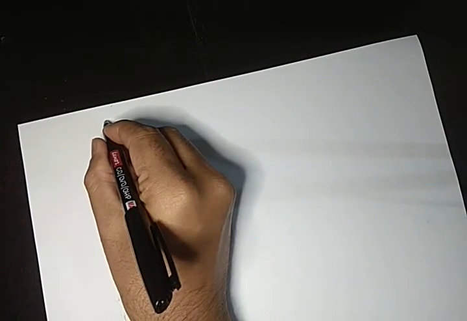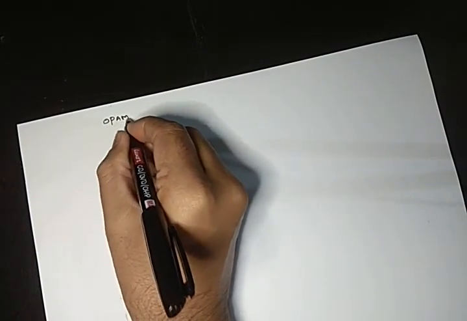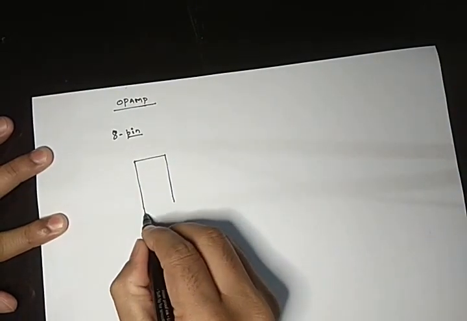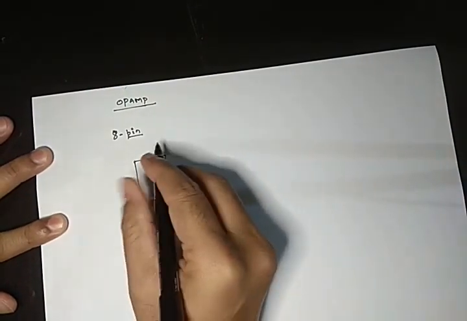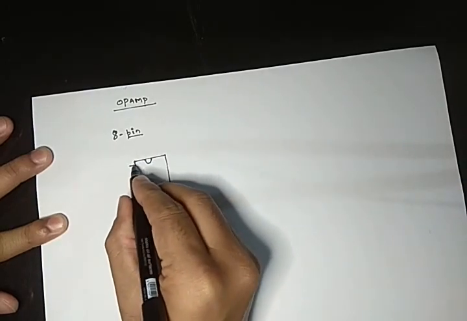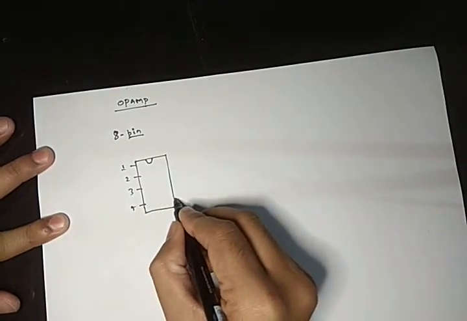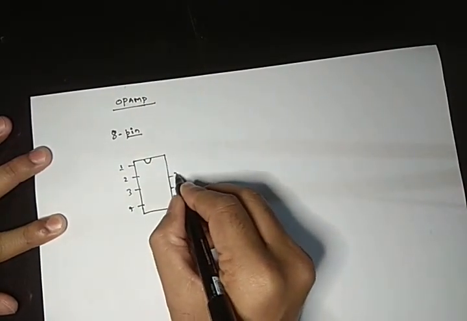Today we are going to start a new topic called Operational Amplifier, Opamp. Now the Opamp that we use in our lab consists of 8 pins. On the left hand side, start counting 1, 2, 3, 4, 5, 6, 7, 8.